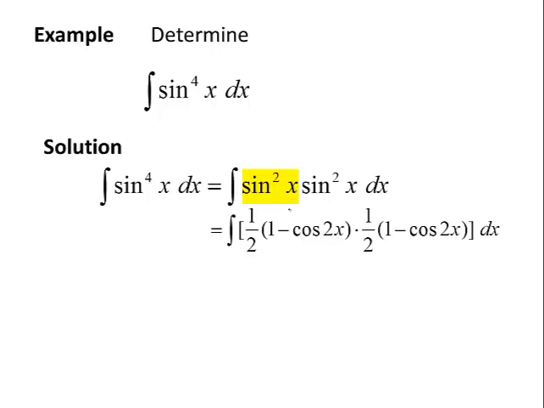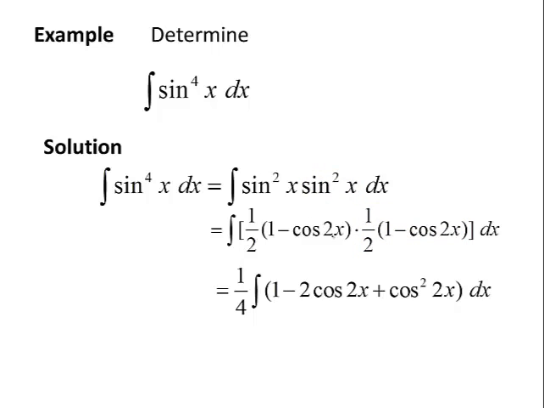For this sine squared x, we use the power reducing identity 1/2 times 1 minus cosine 2x, and we're using it for this factor of sine squared x as well. 1/2 times 1/2 gives us 1/4. Since that's a constant, we can rip the 1/4 out in front of the integral sign. Then when we take 1 minus cosine 2x and multiply it by 1 minus cosine 2x, we get 1 minus 2 cosine 2x plus cosine squared 2x.